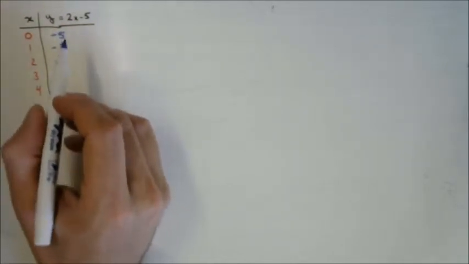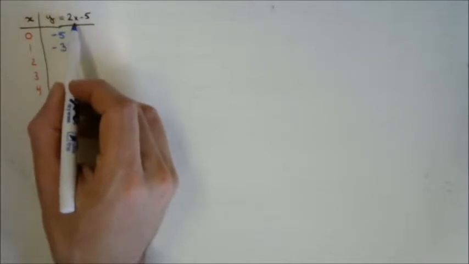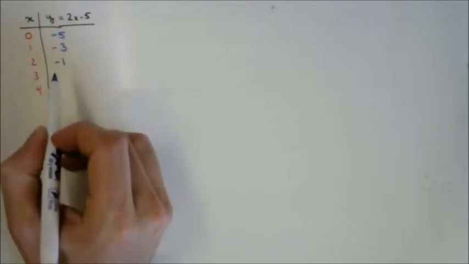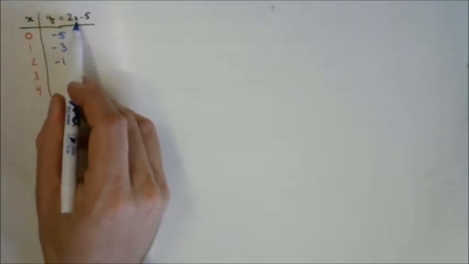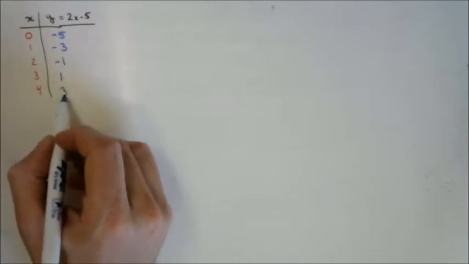Let's do some math here, folks. Stop trusting patterns. 2 times 2 is 4, minus 5 is negative 1. Put in 3 for x. You get 2 times 3 is 6, minus 5 is positive 1. The last one, positive 3.